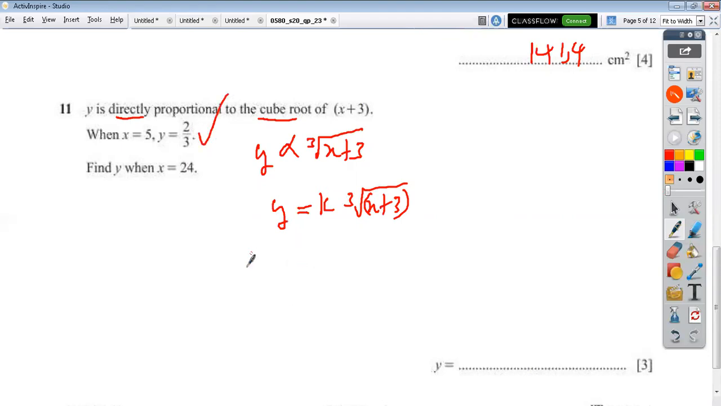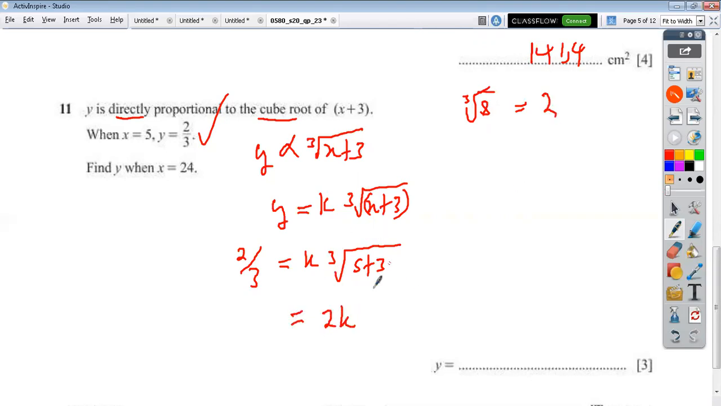Now, we need to find the value of k from this part. So when y is equal to 2 over 3, this equals k cube root of what is x? It's 5 plus 3, which is 8. What's cube root of 8? Should be 2. It's 2 on the calculator. So this is 2k, because all this gives you 2. So 2k is equal to 2 over 3.